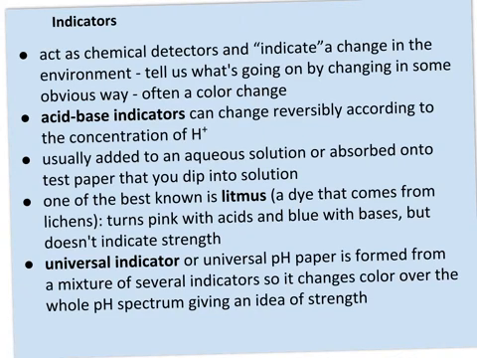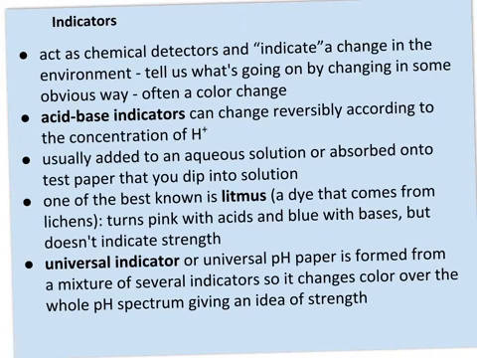So you can have an indicator showing a pH change from 3 to 4, even though that's still within an acid, or you can have it changing more near the neutral line between 6 and 7 or 7 and 8. There's a full range of indicators. Acid-base indicators can change reversibly according to the concentration of H+. So if you put more base in, it'll change one color. If you add more acid, it'll reverse back to the other color.